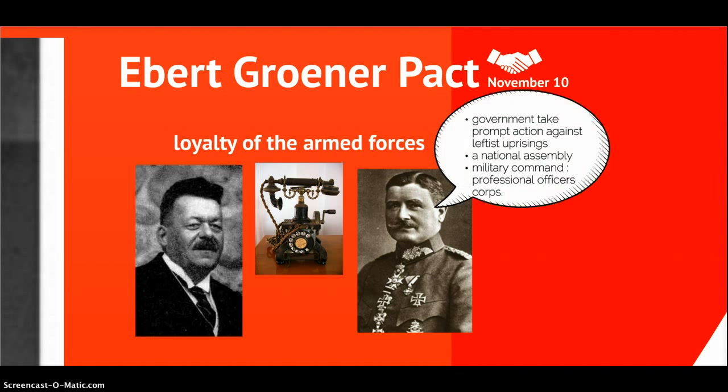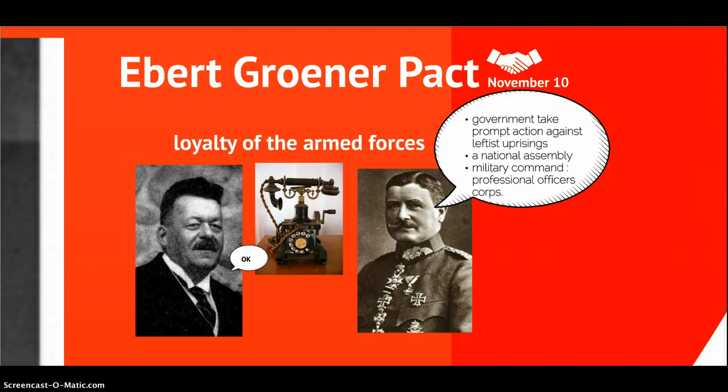He says, look, if your government promises to take prompt action against any sort of communist uprisings, if you guarantee that you're going to form a national assembly, in other words, a representative multi-party democracy, and if you leave the command of the military with the current professional officer corps, we will guarantee you the support and loyalty of the armed forces, and especially, of course, against a communist and extreme left-wing uprising. Well, Ebert is aware of the danger of a left-wing uprising, so he agrees.